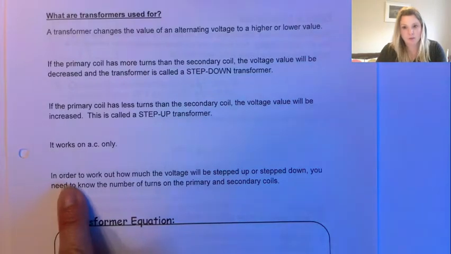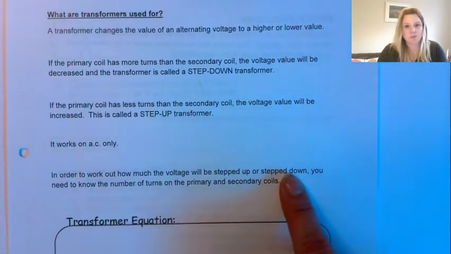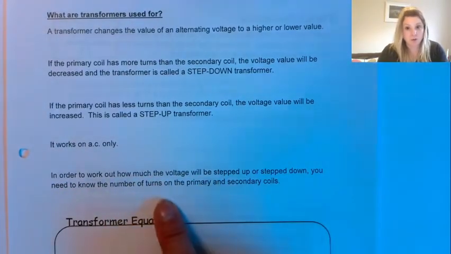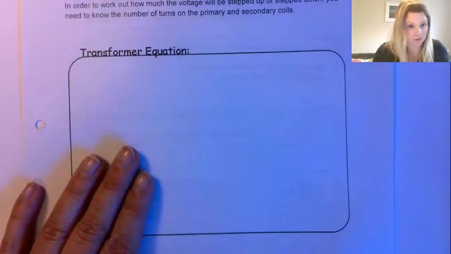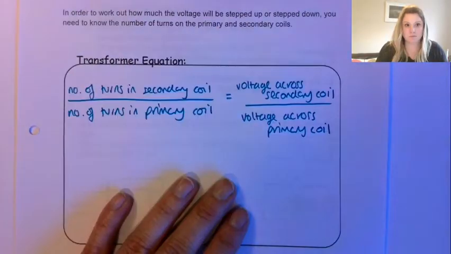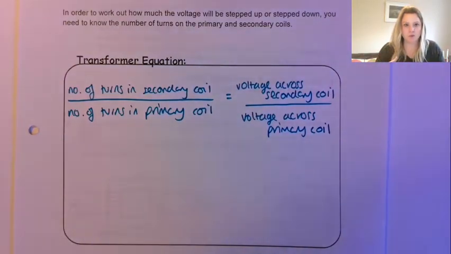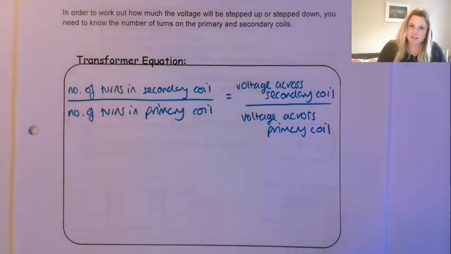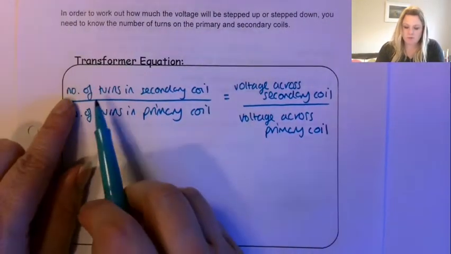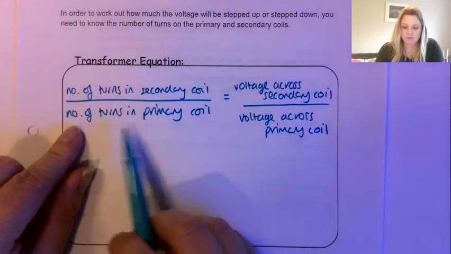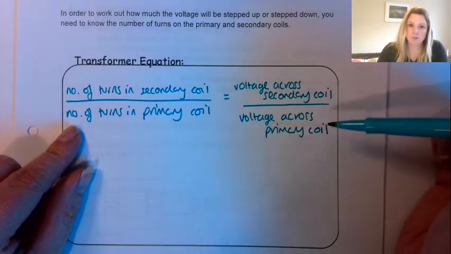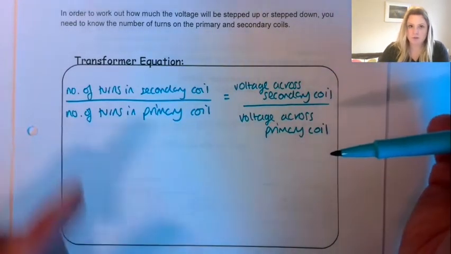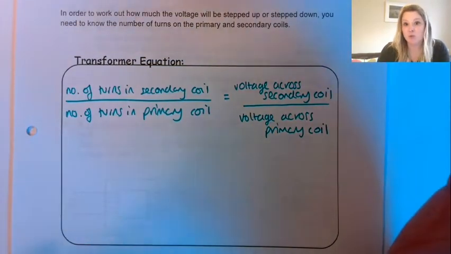Now, in order to work out how much the voltage will be stepped up or stepped down, you need to know the number of turns on the primary and secondary coils. We've got a good wee equation to write in here. Let's do it. The number of turns in the coils are directly related to the voltage. So the number of turns in the secondary divided by the number of turns in the primary is equal to the voltage of the secondary divided by the voltage of the primary. It's basically ratios.